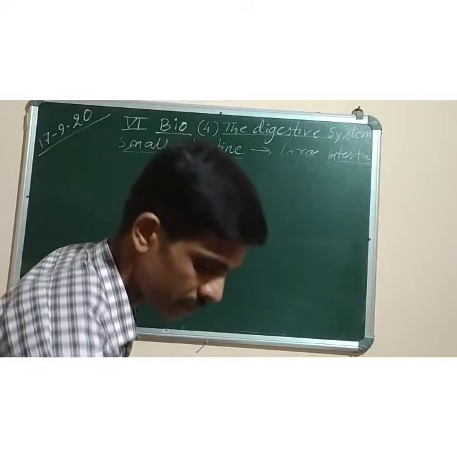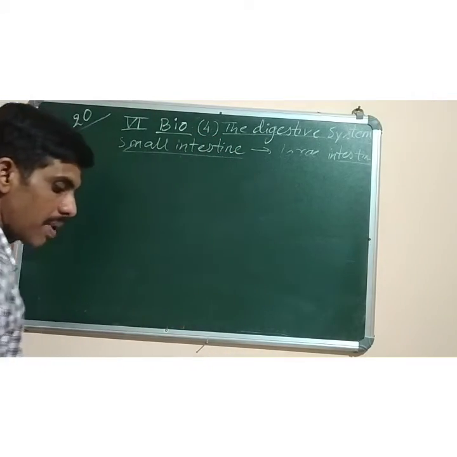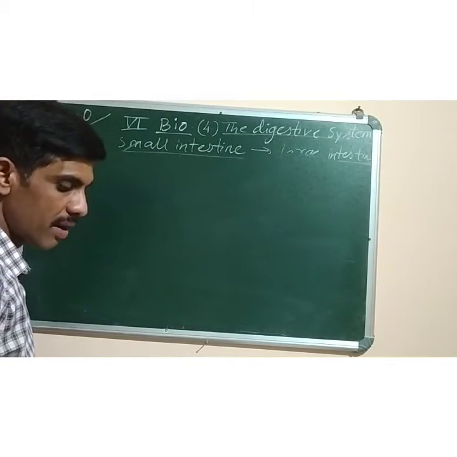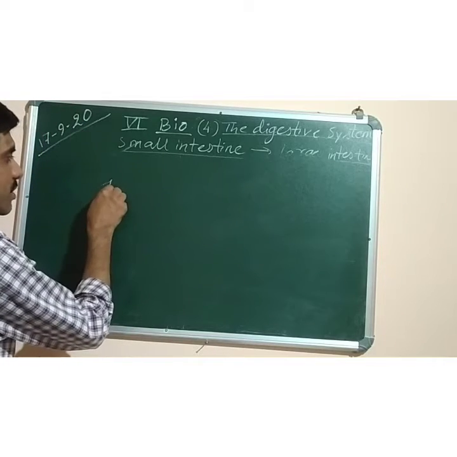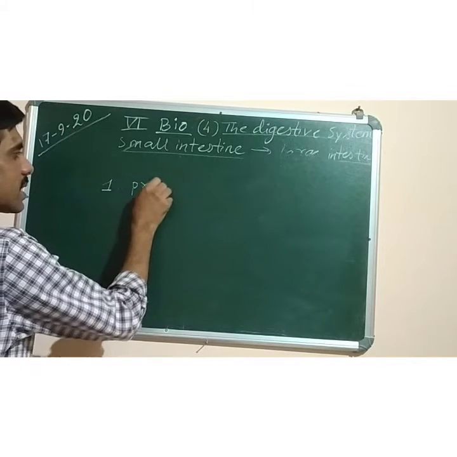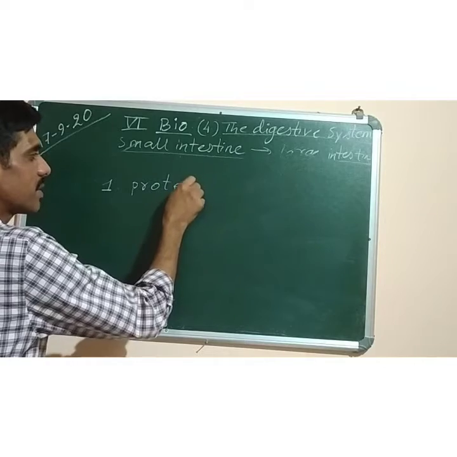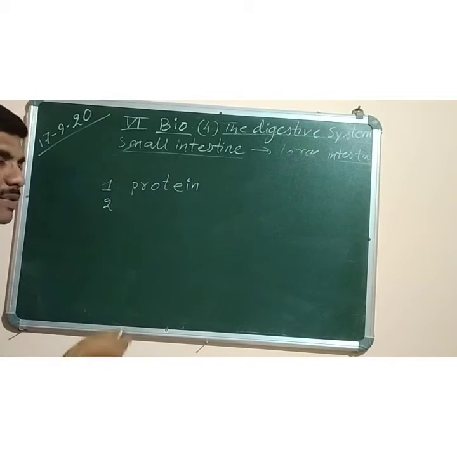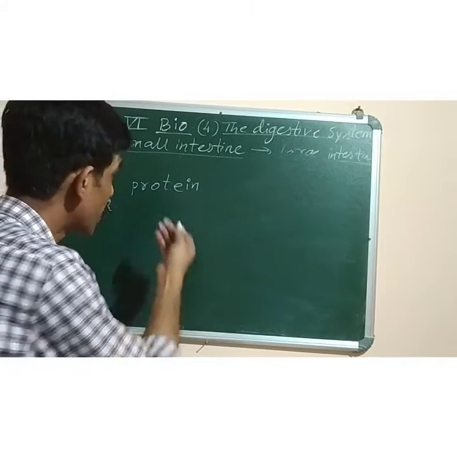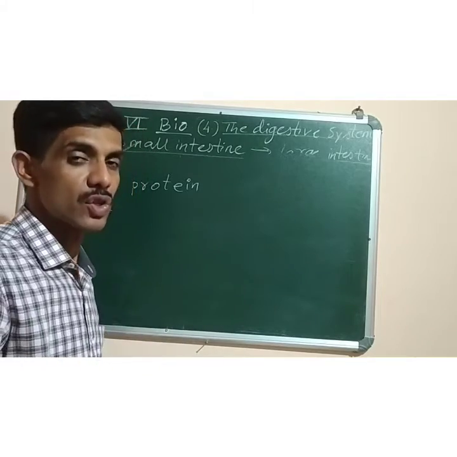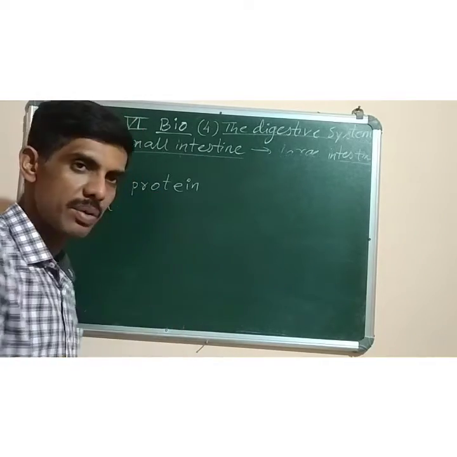Okay, let's see. What is the first question? Number 1: the nutrient required for growth of the body is fat or protein. So the correct answer is protein. Fats provide energy and proteins are the body building nutrients. So for growth, proteins are the nutrients required.